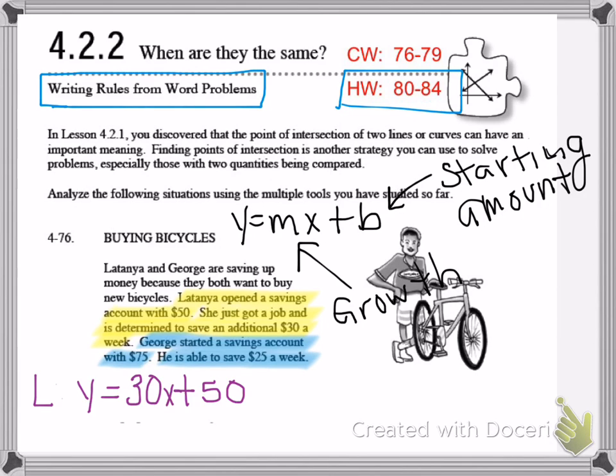So here's the equation for Latanya. Pause the video and see if you can take the time to create an equation for George. Here's the equation that you should have come up with for George. y equals 25x plus 75. 25 comes from how much he's saving per week, and the $75 is how much he started with in his savings account. Now, hold on to these 2 equations. We're going to come back to those here in a little bit.